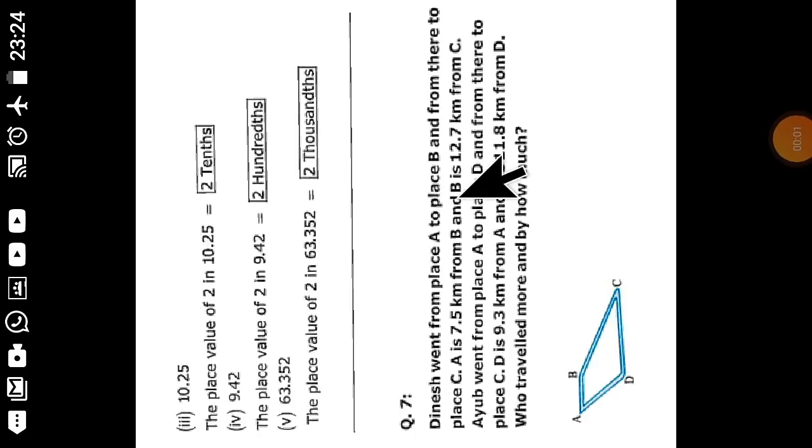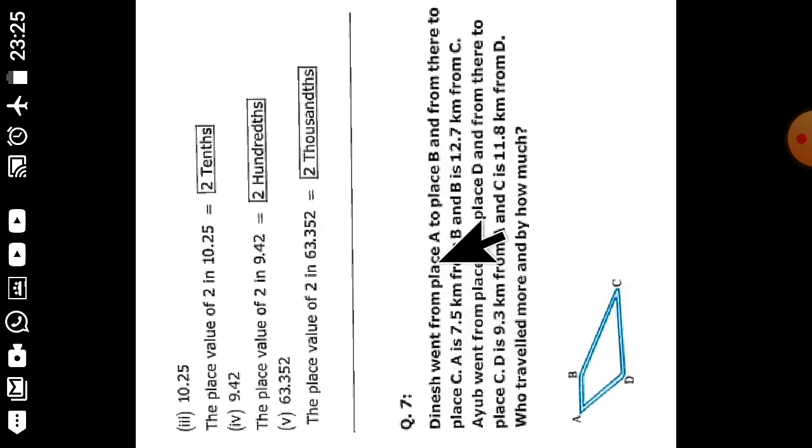Third one, 10.25. The place value of 2 in 10.25 is 2 tenths. 9.42. The place value of 2 in 9.42 is 2 hundredths, because after point it is the second number. 63.352. The place value of 2 in 63.352 is 2 thousandths. 2 is the third digit after point. So 2 thousandths. Now question number 7.